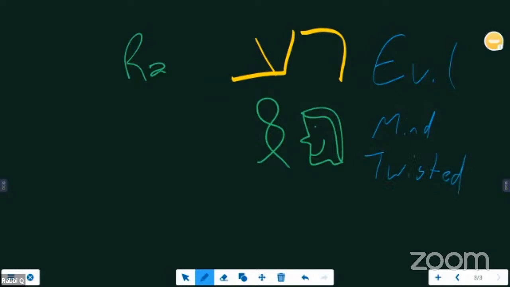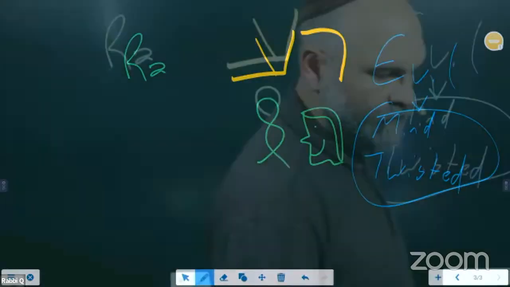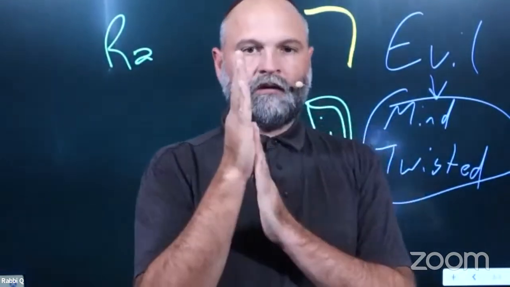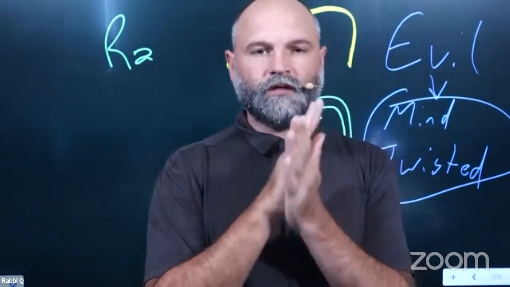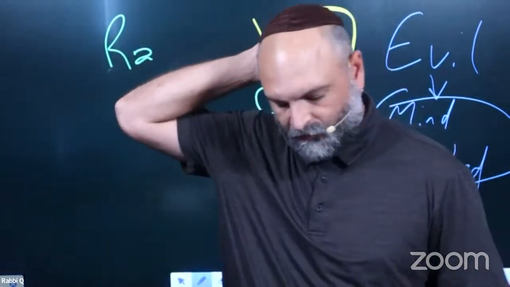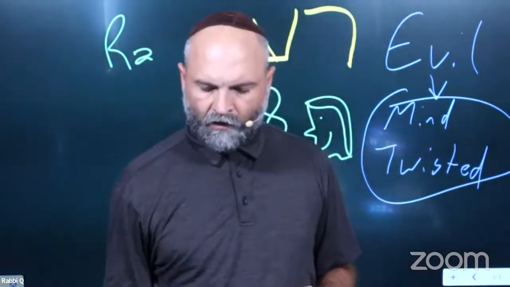Understand, evil in the ancient Hebrews' eyes was a twisted mind. Okay, so now here is the part that's important as we're going through this. You can see how things could really get distorted. Let me explain to you what I mean by distorted.